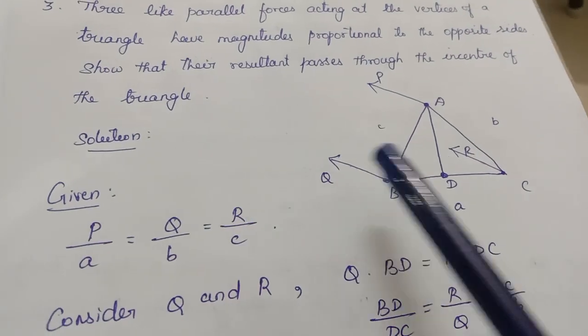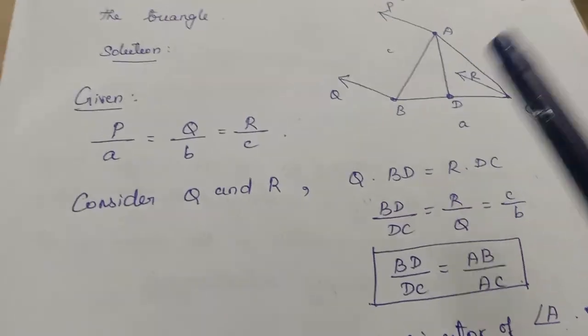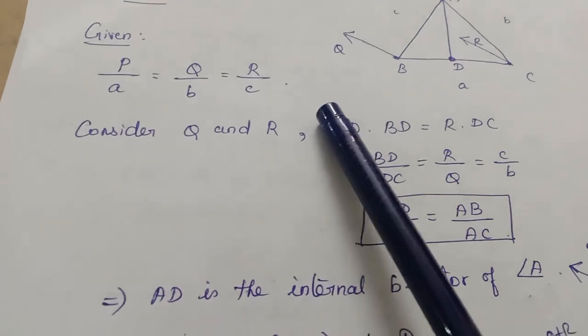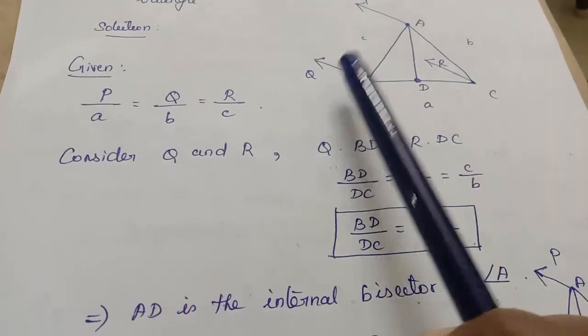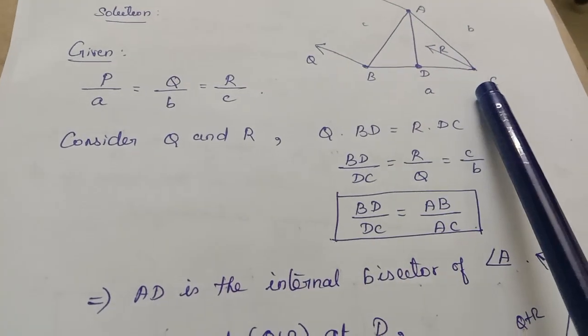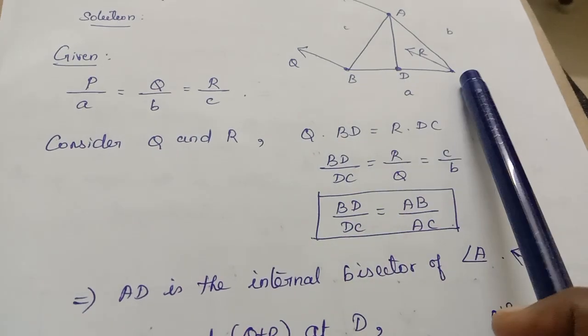We have to prove the resultant of these three forces passes through the incenter. Whenever problems of this type are given, first you take any two forces. Let me take these two forces Q and R. Q is acting at B and R is acting at C, no? So apply our resultant of like parallel forces here.